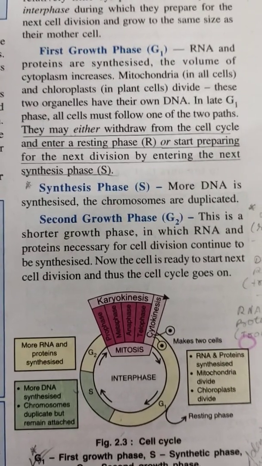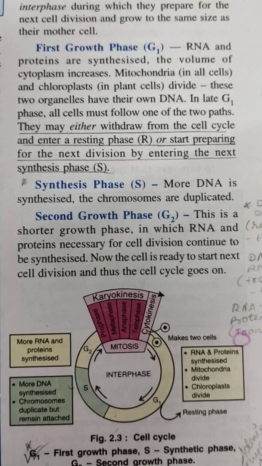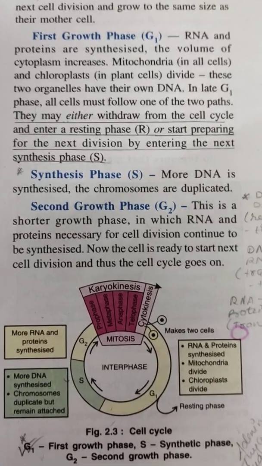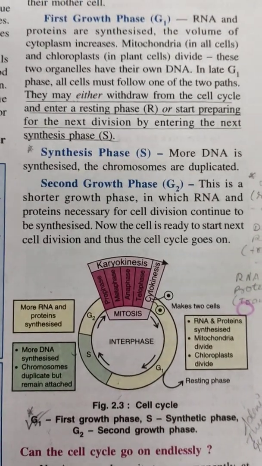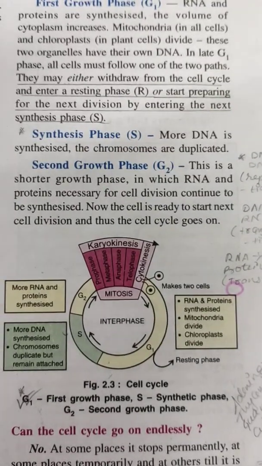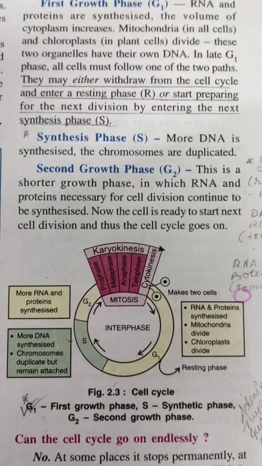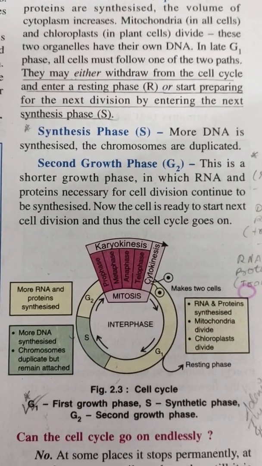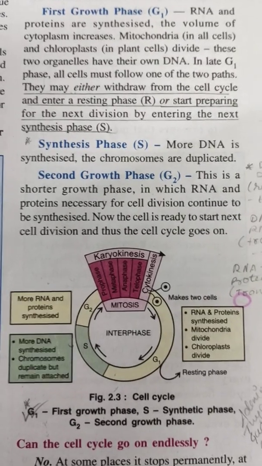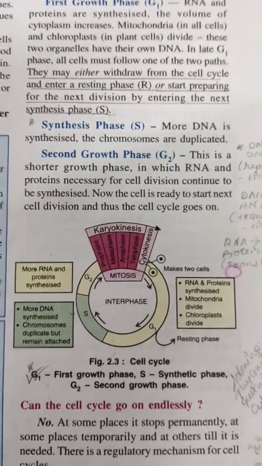In late G1 phase, all cells must follow one of the two paths. What are those? They may either withdraw from the cell cycle and enter a resting phase, which we denote as capital R, or start preparing for the next division by entering the next synthesis phase, that is capital S. Synthesis phase, more DNA is synthesized, the chromosomes are duplicated. And second growth phase, or G2, this is a shorter growth phase in which RNA and proteins necessary for cell division continue to be synthesized. Now the cell is ready to start next cell division, and thus the cell cycle goes on. So these are the three phases. You have to learn all the characteristics of all the three phases along with the diagram.